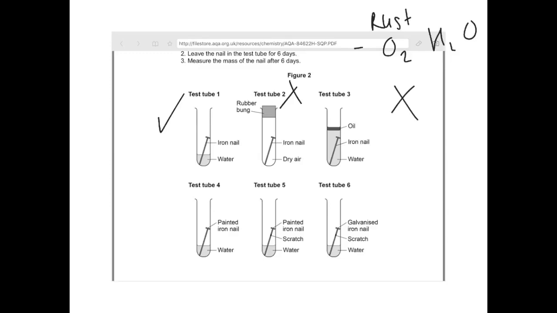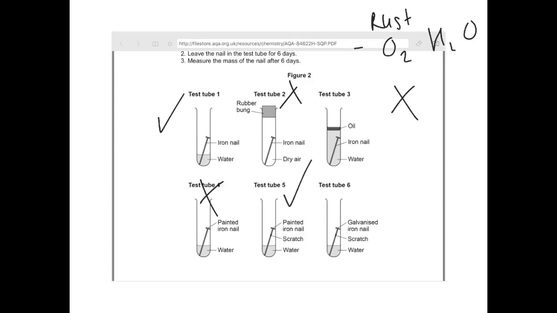They've painted the iron nail in test tube 4, and paint is always a good barrier method against rusting, so we're going to say no rusting there. We've got a painted iron nail, but unfortunately we've got a scratch, which means that there's an exposed bit of the iron nail. We've got lots of access to water and also oxygen, so I'm expecting rusting there.